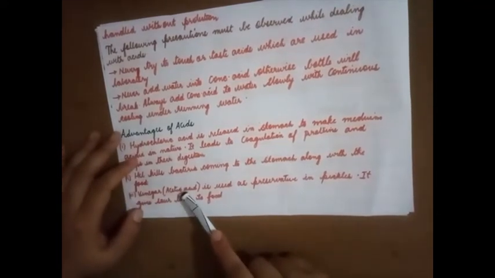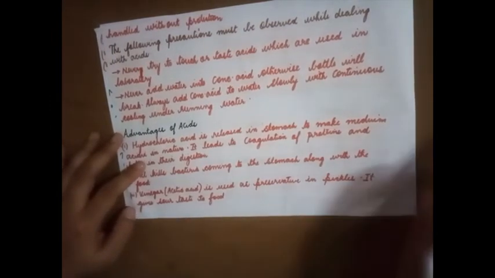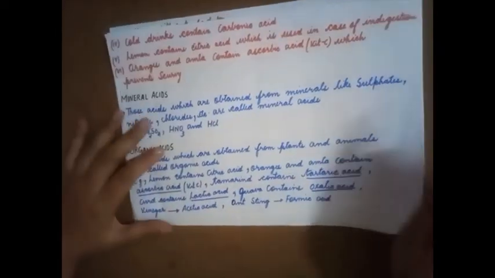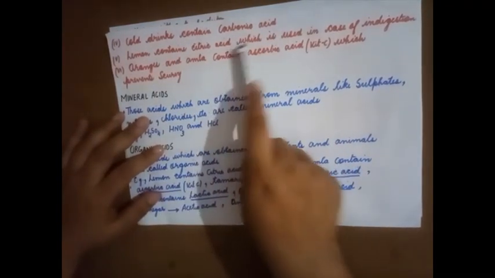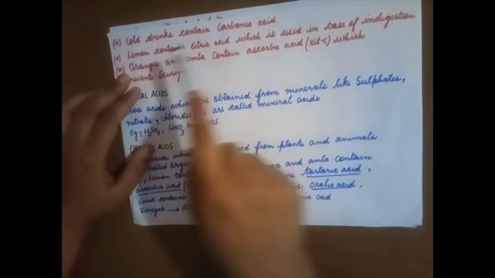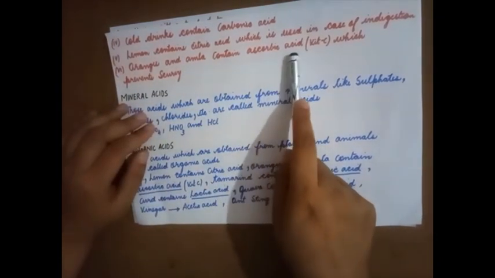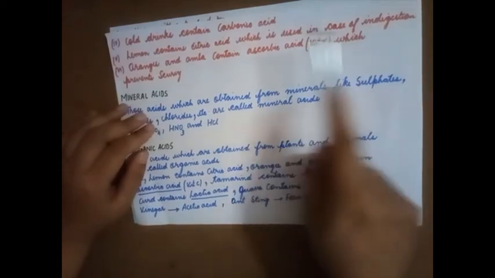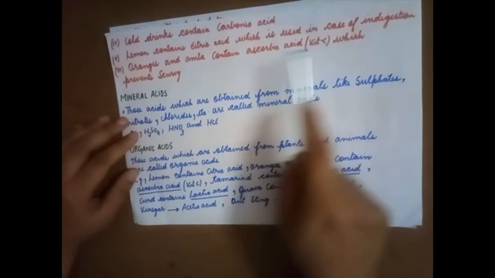Now vinegar, acetic acid, is used as a preservative in pickles. It gives sour taste to food. So vinegar is used as a preservative. Cold drink contains carbonic acid. Lemon contains citric acid, which is used in case of indigestion. When the digestion is not happening properly, so lemon can be used. Oranges and amla contain ascorbic acid, or it is vitamin C, which prevents scurvy. Scurvy leads to bleeding of the gums, so it can be prevented by taking in enough vitamin C.